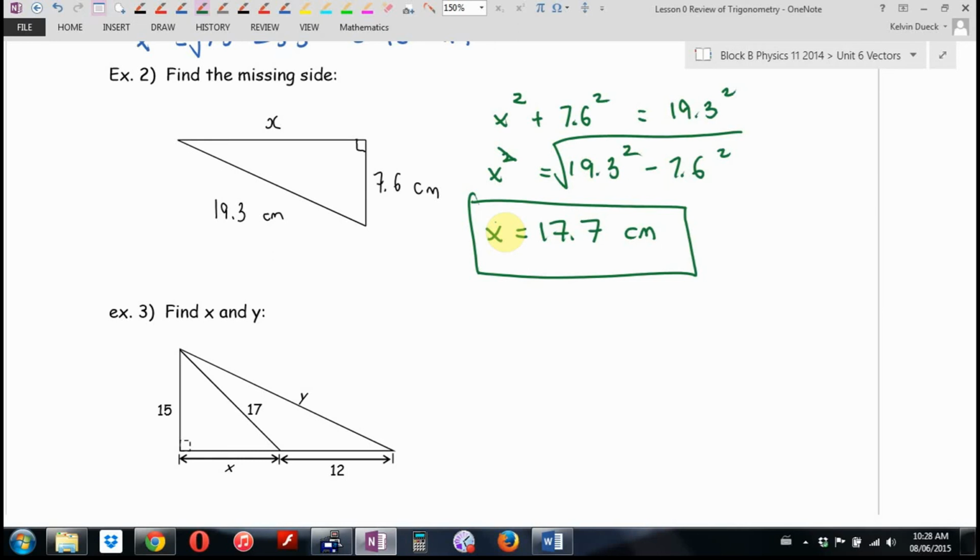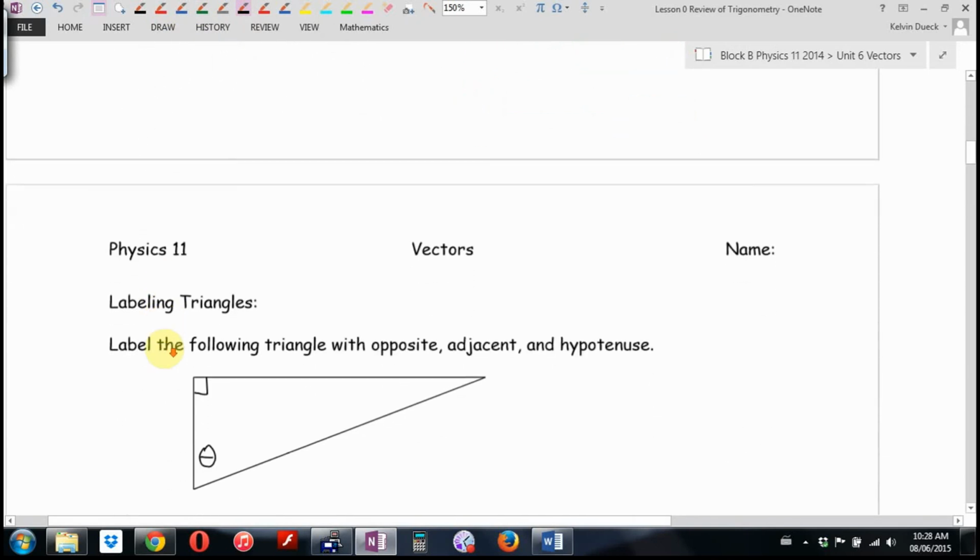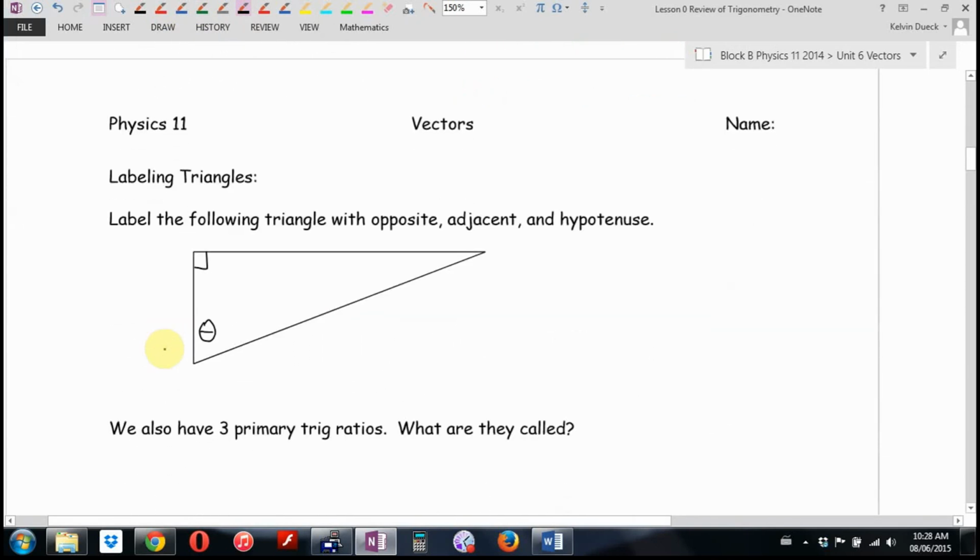17.7? Okay. Example 3 is cool, but in the interest of time, I'm going to nuke it. So you can find missing sides with Pythagoras. Then in Math 9 and 10, you learn that not only can you find a missing side if you know two sides, you can find a missing side if you know one side and an angle.